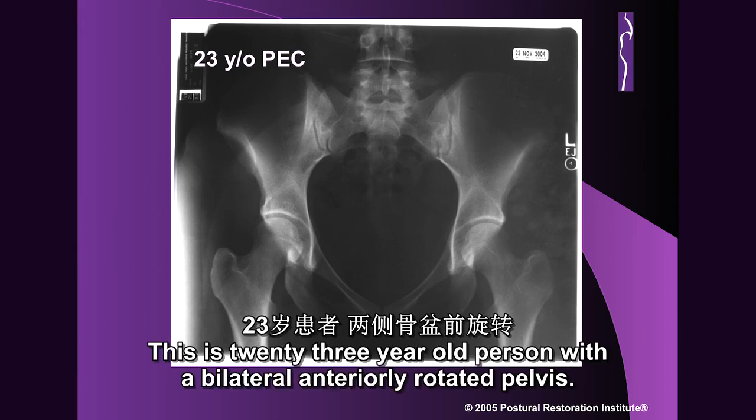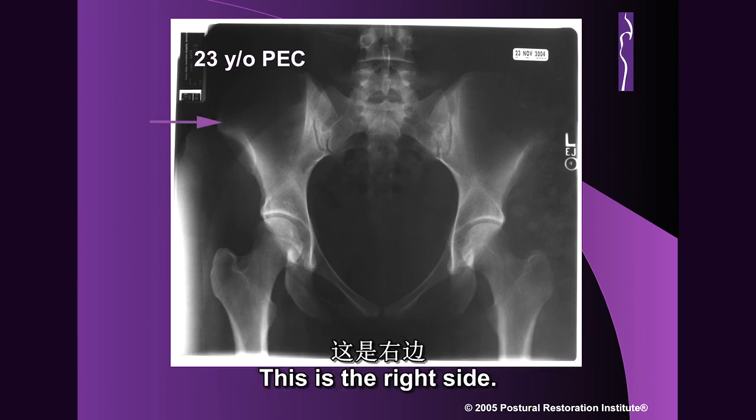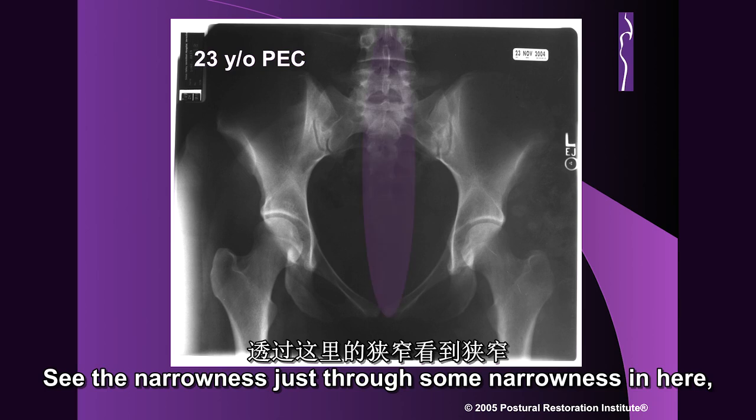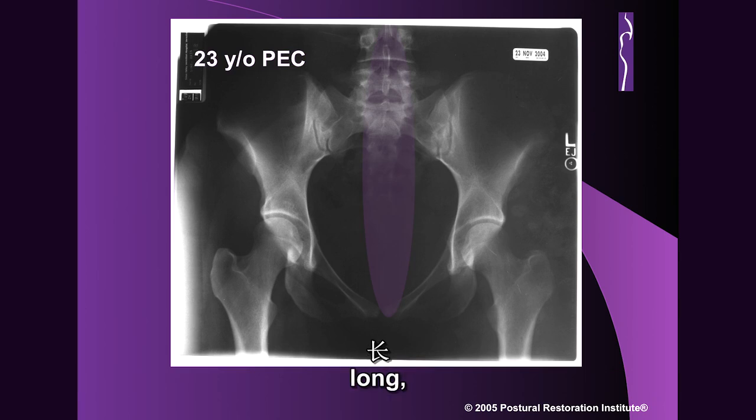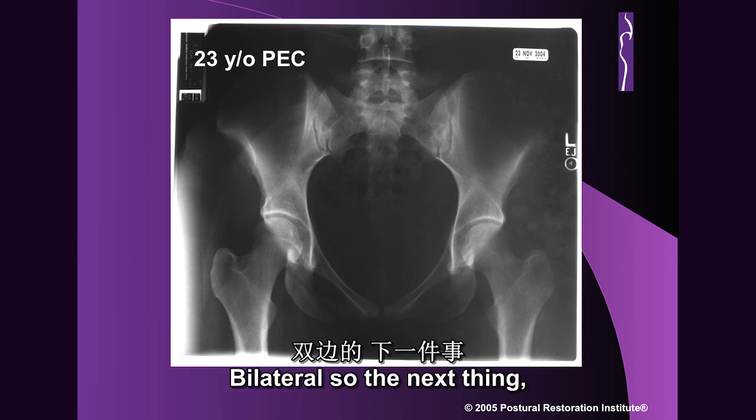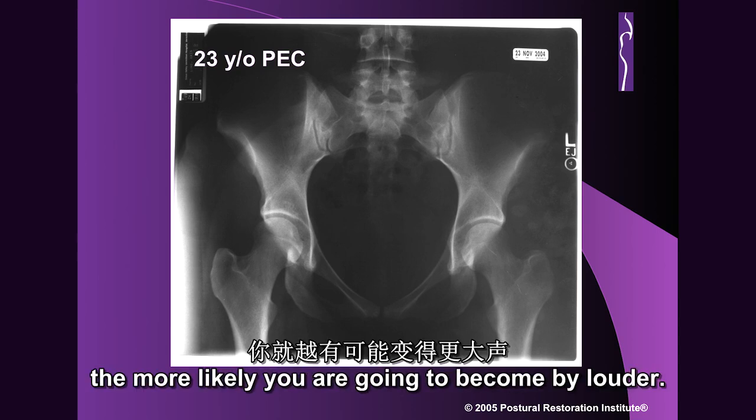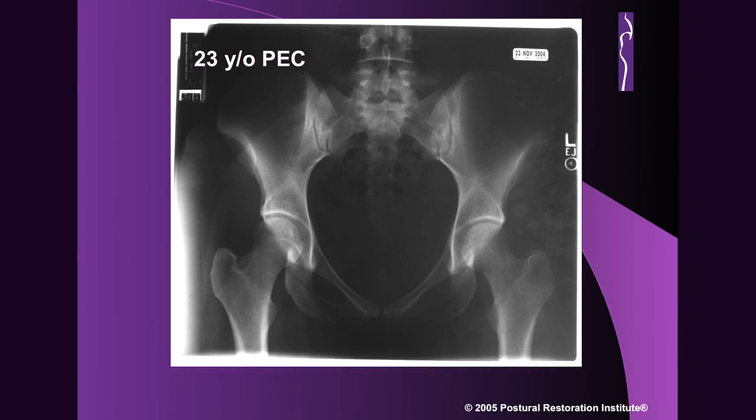This is a 23-year-old person with a bilateral anteriorly rotated pelvis. This is the left side. This is the right side. Again, see the narrowness? I just threw some narrowness in here. Real narrow, long, elongated pelvises. Bilateral. So the next thing, the more narrow you are, the more likely you're going to become bilateral.